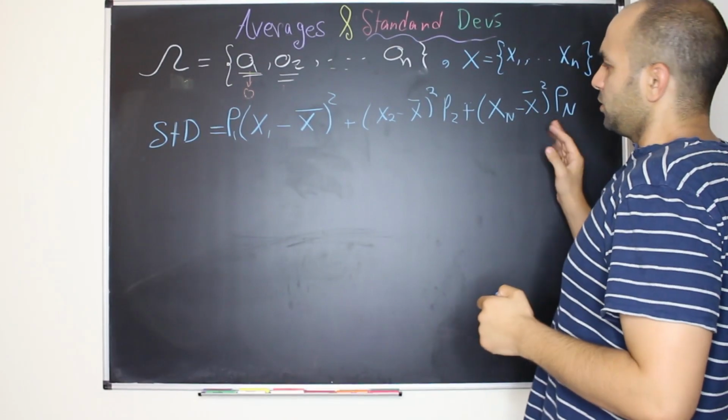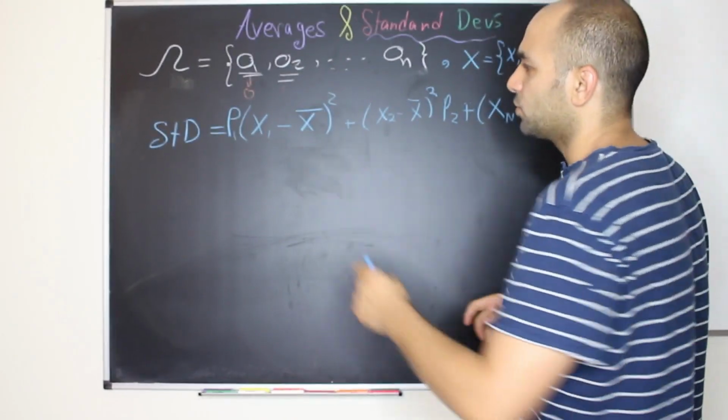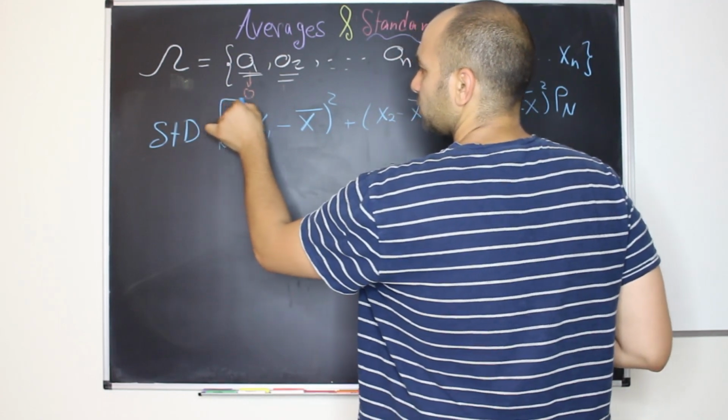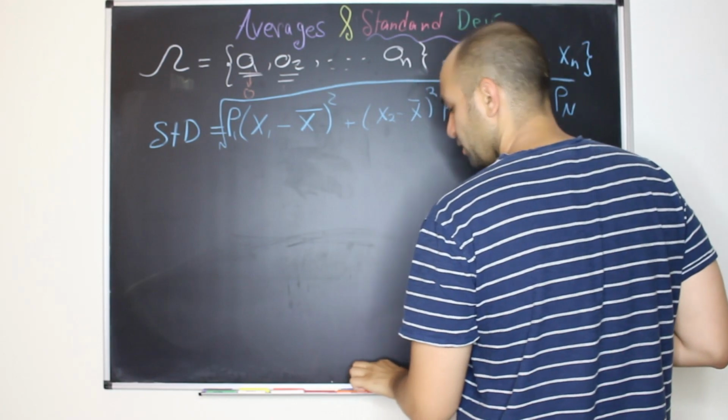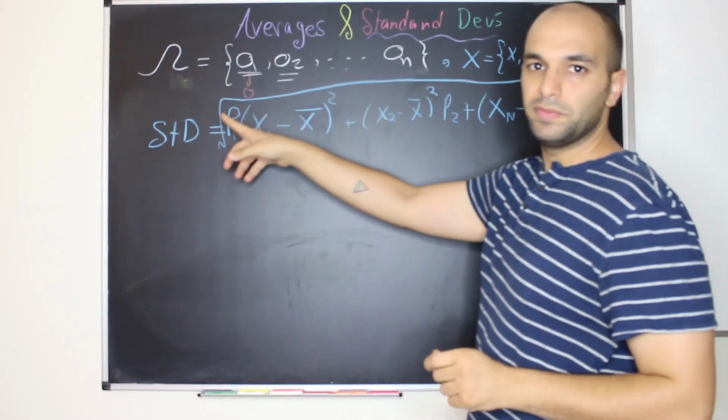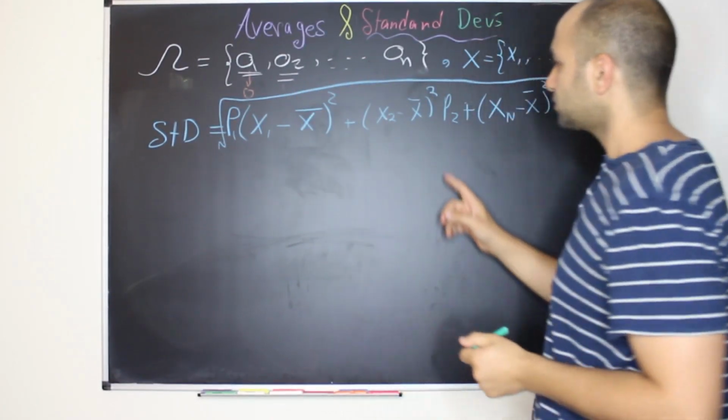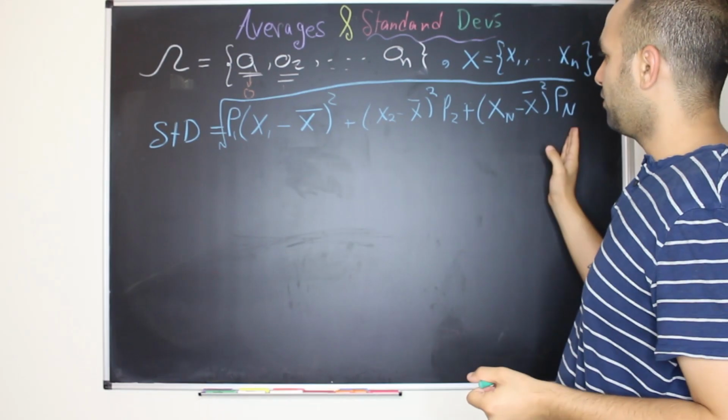Okay, so this is the standard deviation. Of course you have to take a square root. This is how it's defined. If you didn't take the square root, it would be called the variance. Okay, so this is what we have.